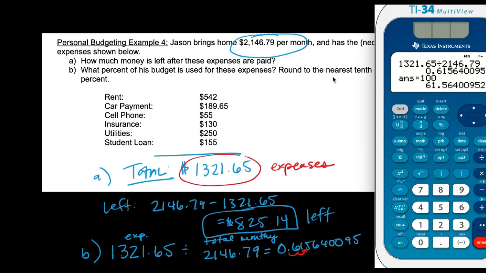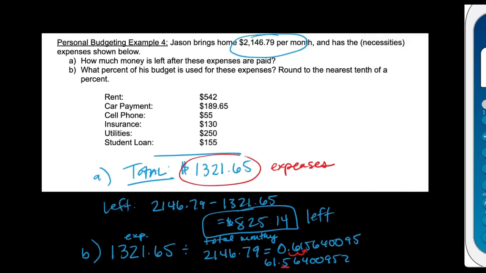Now we're going to round to the nearest 1/10 of a percent. So what we do is we look at this number, which changed to 61.564000952, and we want the 1/10 of a percent, so that's where this 5 is. Now this 6 is going to make that 5 increase. And so if we round that, this is approximately 61.6%. So Jason's expenses are approximately 61.6% of his total monthly income or take-home pay.